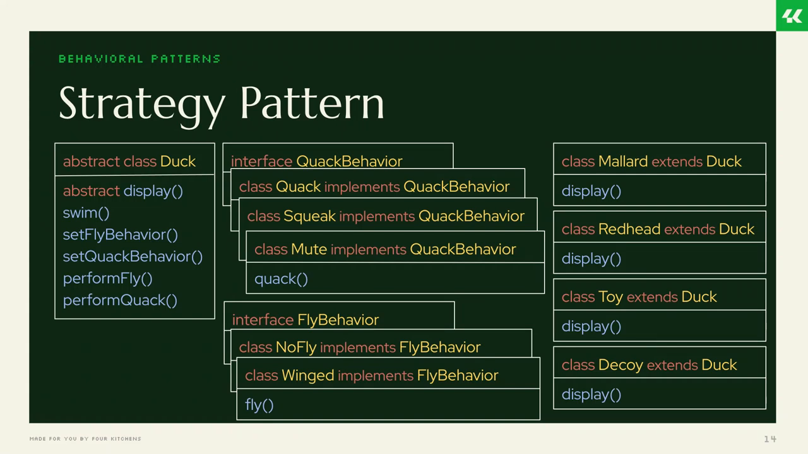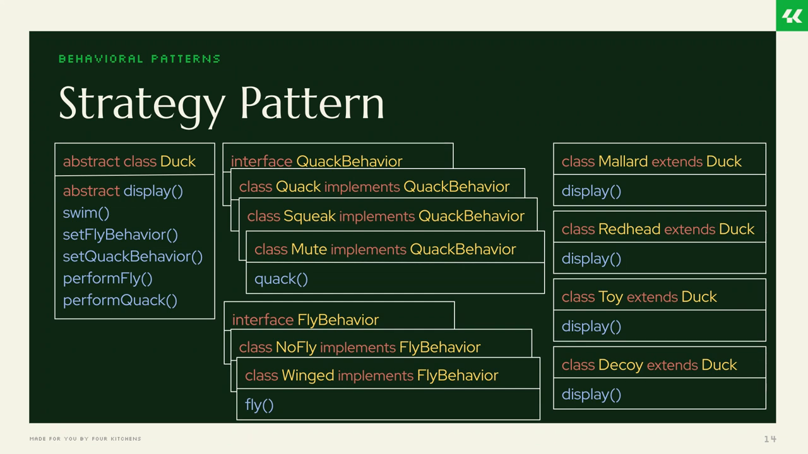I have an abstract duck now. I've added some new methods. It still has the display. Every duck needs a display. It has a swim. Every duck's going to be able to swim. You can throw that rubber duck in the water. Sure, that's swimming. But I've created two things that I'm calling behaviors.